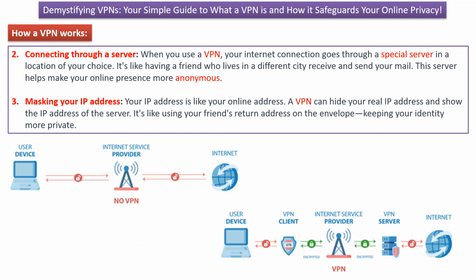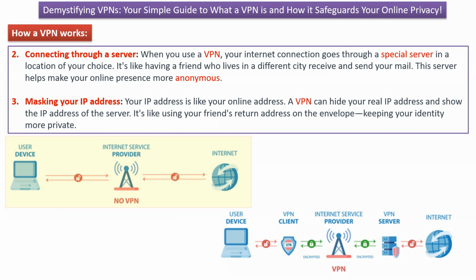The third point is masking your IP address. Your IP address is like your online address. A VPN can hide your real IP address and show the IP address of the special server. It is like using your friend's written address on the envelope and keeping your identity more private.